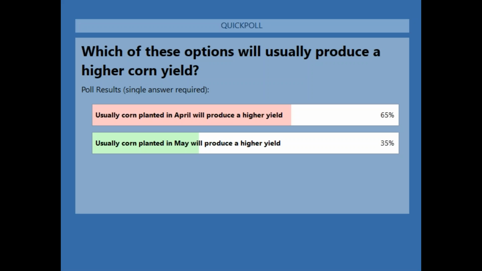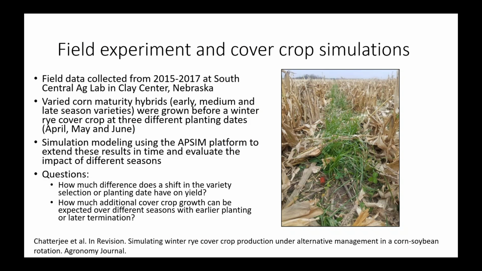Okay, so we're about 6 and 4 again. So about 65% say corn planted in April will produce a higher yield. 35% say usually corn planted in May. Like I said, I know this is a tough question because you probably think it depends, but I'm making you guess one or the other. Okay, one more question too that's related to this.